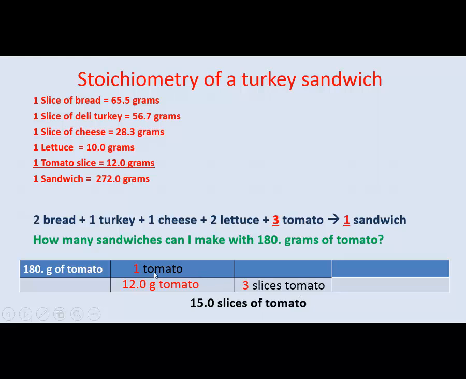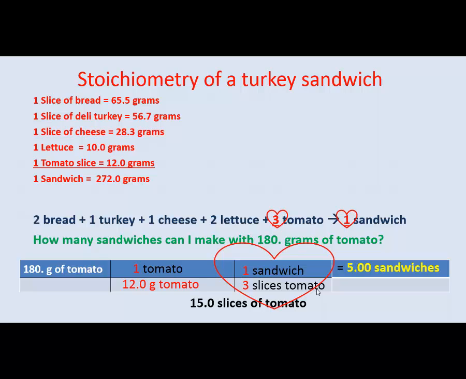So I want to cancel slices of tomato, so I divide by tomato slices. And so 3 slices of tomato will produce 1 sandwich, so I'll have the number of sandwiches. That's my stoichiometric ratio here that I put the heart around. That's the heart of my stoichiometry problem. Okay. That tells me that I could produce 5 sandwiches out of 180 grams of tomato. Okay, so that's a pretty useful set of calculations that we'll be using again later.